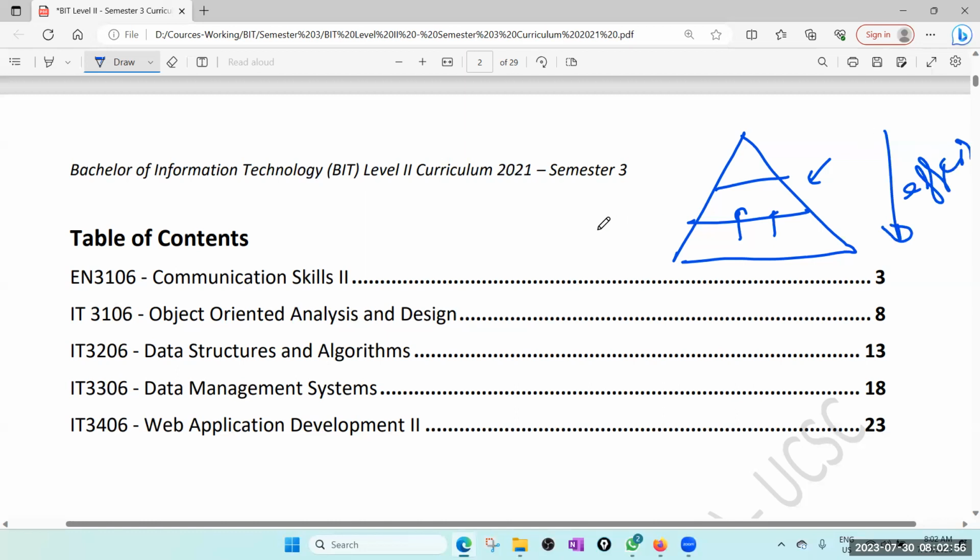But the only thing is you must be more and more serious. They are small things, but you have to spend more time on those small things to understand. So you have 5 subjects: 1 EN subject, communication skills 2, and you know that if you fail communication skills 2, you can't go into the next level. So take it very seriously. Otherwise, you will waste another year.